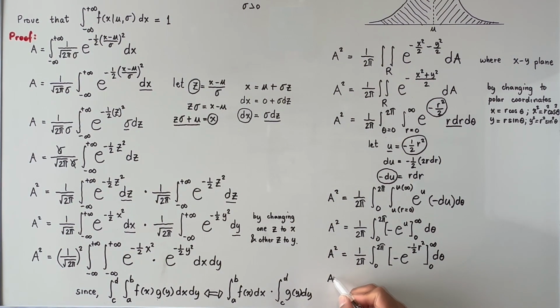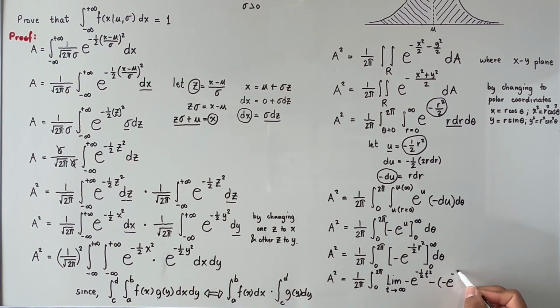So this is equal to A squared, which is 1 over 2 pi of the integral from 0 to 2 pi, and applying the concept of limit, because this one is infinity, this is the limit of negative e to the power negative 1/2 of t squared. So instead of writing r, I will use a variable t that is moving to infinity, minus the quantity of negative e to the power negative 1/2 of 0 squared, d theta.